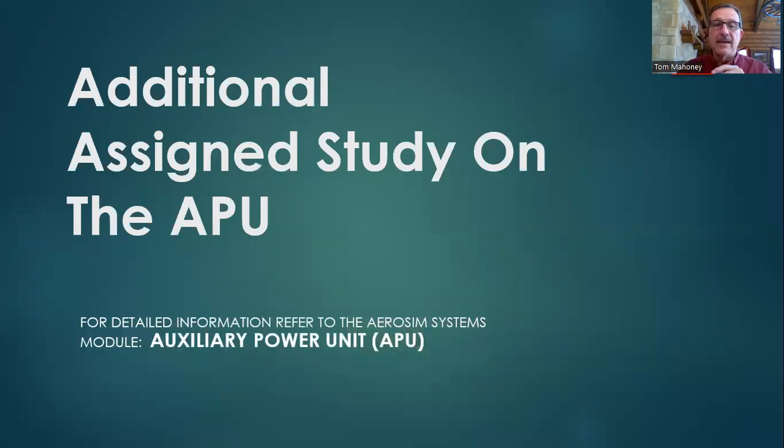Additional assigned studies on the APU. So what I want you to do at this point in time is go to the auxiliary power unit in your AeroSim. You're now getting used to doing this from the previous APU information on the engines. Now we're just going to go ahead and go to the APU study on your iPad. We're not done yet. Got a couple more items to cover.